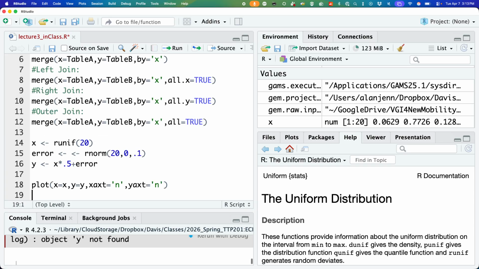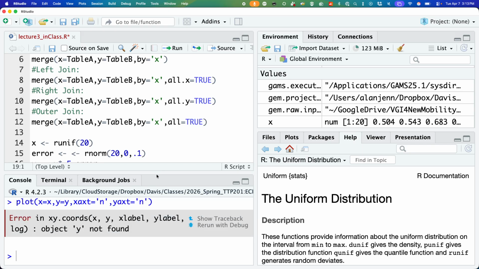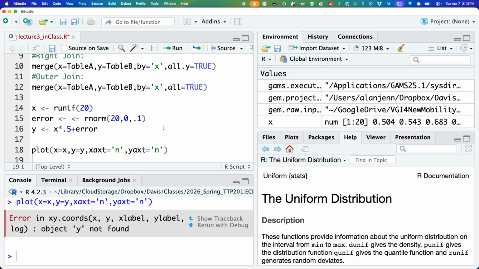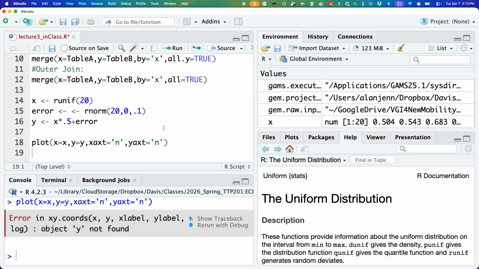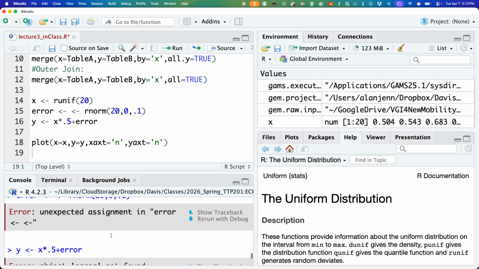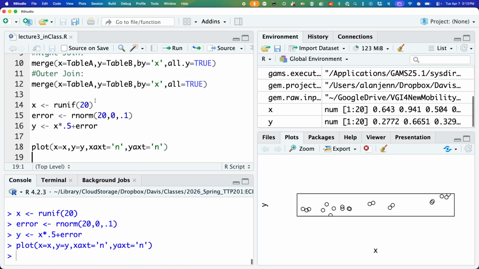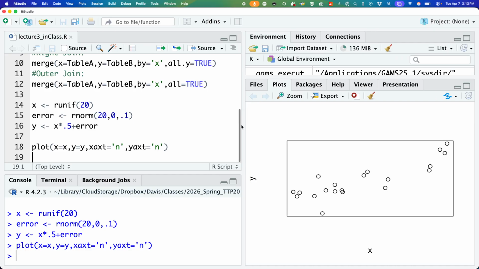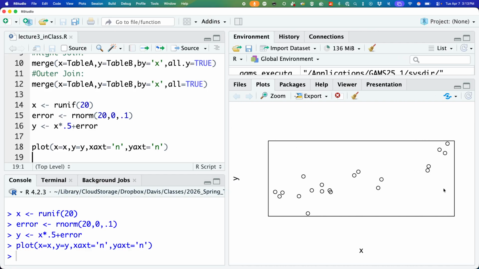y-axis. Okay. Oh, of course, I didn't run any of this yet. And hold on. Oh, I have two sets of arrows here. That's why that didn't work. Okay, here we go. Okay, so here's our plot of data of x's and y's.